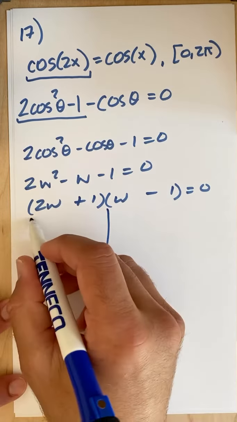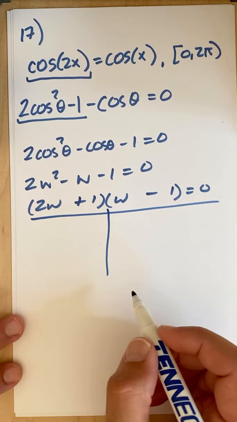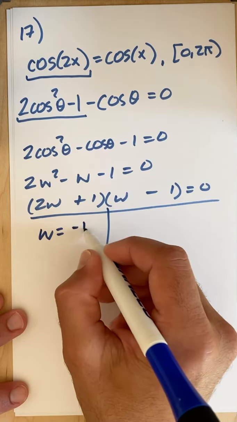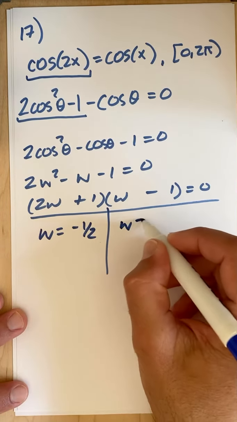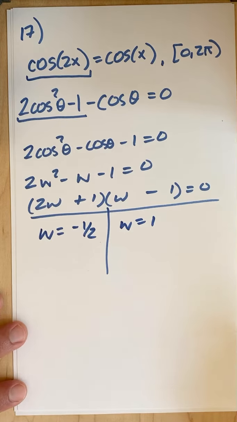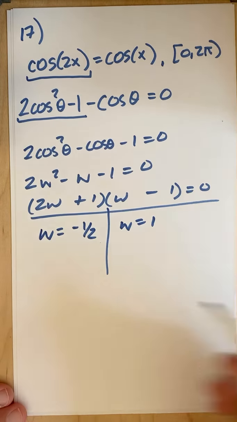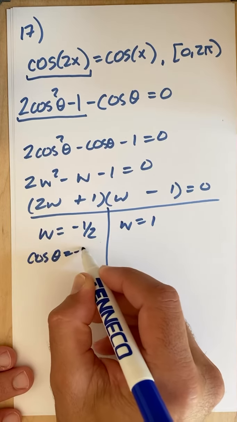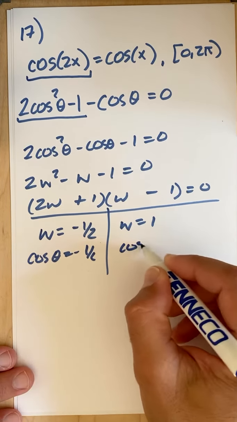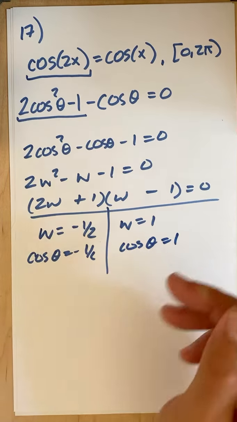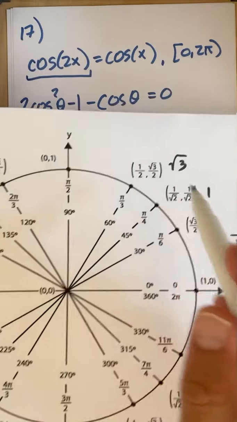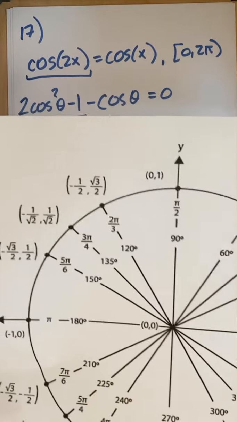So then I solve each of these using the zero product property for 0. And I get w is equal to negative 1/2 or w is equal to 1. So then I remember that w is just a cosine. So cosine of theta is negative 1/2 or cosine of theta is 1. And then from here, all you've got to do is look at your unit circle. It's helpful to have a filled out unit circle when you're doing these kinds of problems.